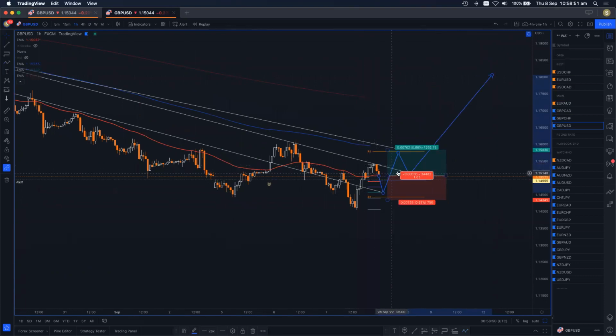So this I expect to be resistance until it's broken, and then we have this other line here. So if you want to trade through that, we could. That other trend line is not quite as strong. It's only got a few touches going way back.